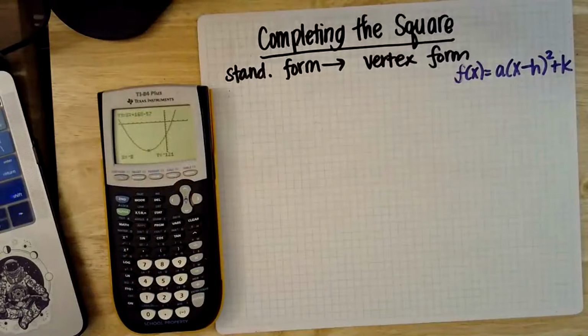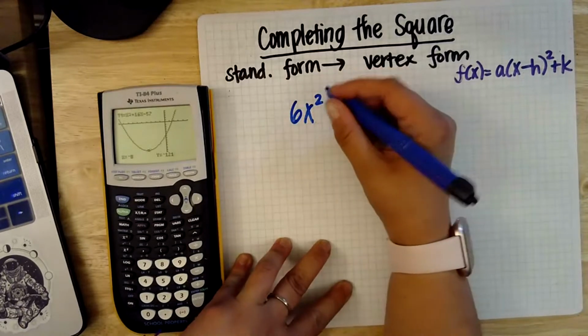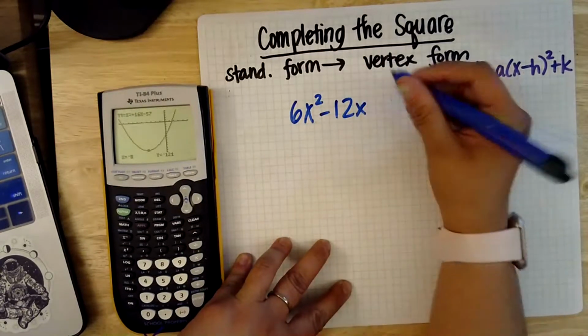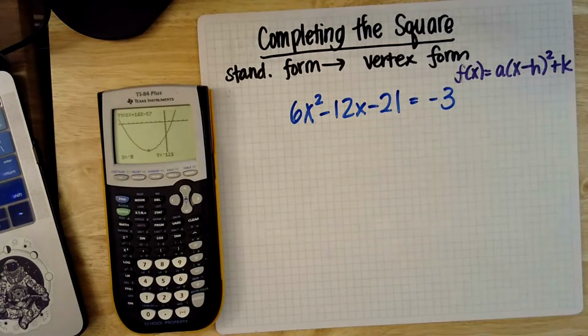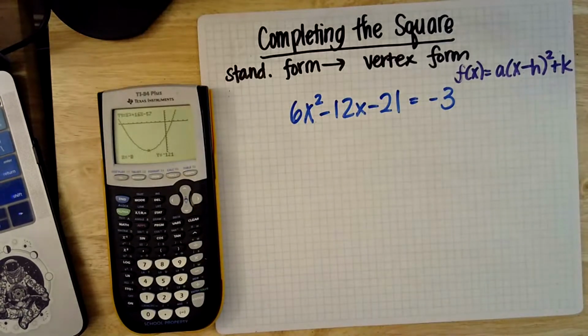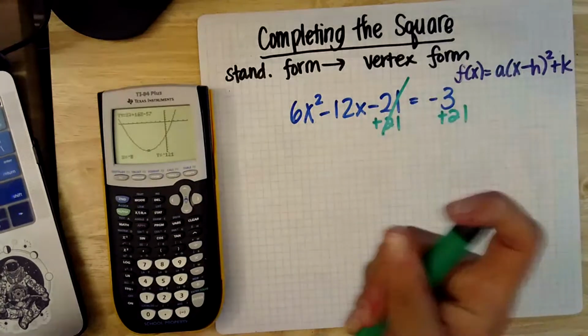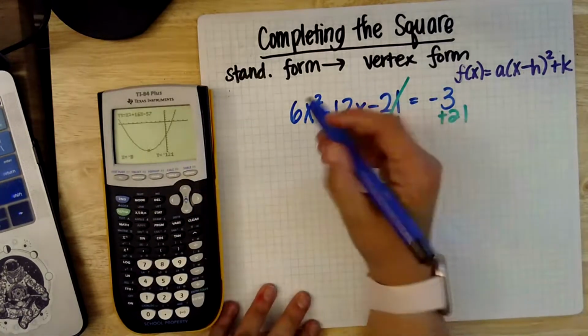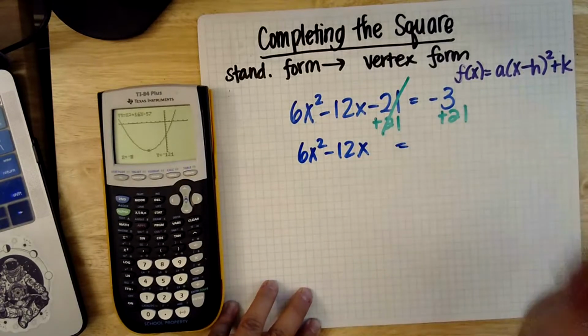So my next example is 6x squared minus 12x minus 21 equals negative 3. First thing I'm going to do is move this guy over here. Okay, so here I go. I'm going to add the 21. So I now have 6x squared minus 12x is equal to negative 3 plus 21 is 18.